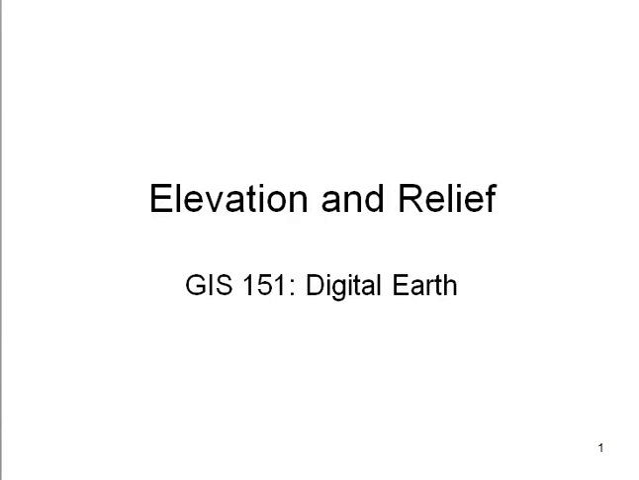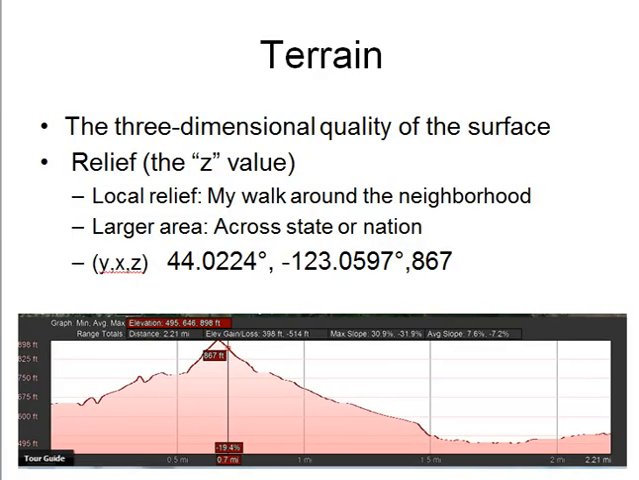We're going to cover the idea of elevation, relief, terrain, and then how those concepts or those values are used in mapping and in GIS. When we're talking about terrain, we're talking about that three-dimensional aspect of the landscape or of the surface. It's the undulating up and down topography. So when we're getting information about elevation, that would be the z value of a coordinate.